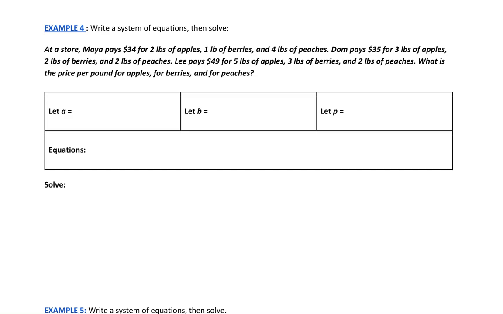All right, example 4 and 5, we have some word problems here. Just go ahead and read them to yourself and highlight the important part, and I will do the same. Pause and do that now. So I have the important stuff highlighted. The thing that people sometimes struggle with is trying to figure out how to set up your variables.